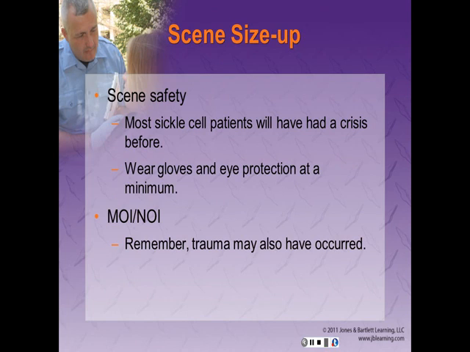Ensure your scene safety. Most sickle cell patients will have had a crisis before. You should wear gloves and eye protection at a minimum. Determine your number of patients, be alert for signs of trauma, and consider ALS support because these patients may need analgesic administration for vaso-occlusive crisis pain. And determine your mechanism of injury or nature of the illness. And remember, trauma may be a factor.